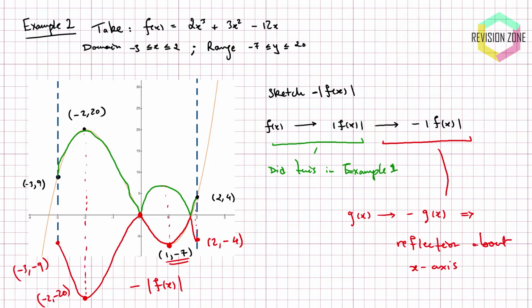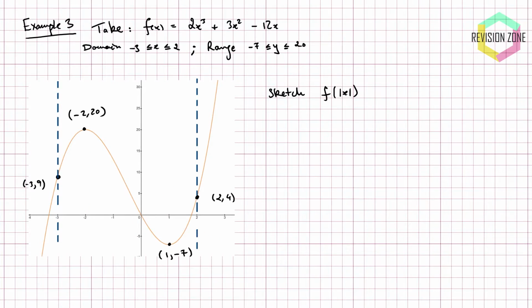And the one last point to say here would be, because we know that the modulus function is going to give us something that's always positive, then when we put a negative in front, we know that this thing here is going to give us something that's always negative, right? And we can see that from our red graph here. The red graph is always below the x-axis in some sense. So let's move on to the next example.